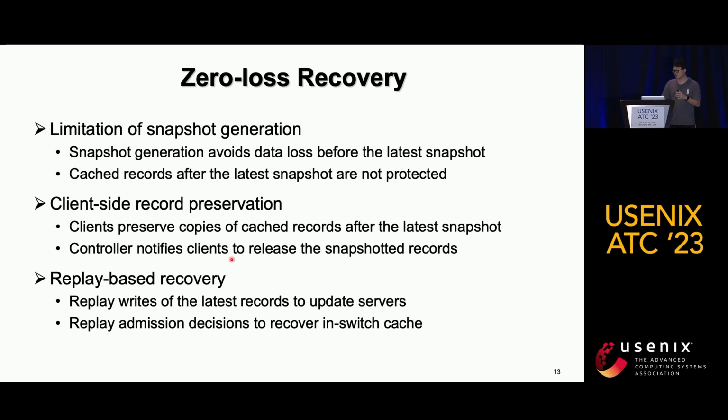And after switch failures, we can use a recovery-based approach for zero-loss recovery. Well, for the server-side key-value stores, we can replay the writes of the latest records based on the latest snapshot, and the clients' preserved records update the servers. Well, for the switch, we can replay the cache admission decisions of the cache records based on the latest snapshot to recover the in-switch cache. So that's how we fix the reliability challenge by crash-consistent snapshot generation with zero-loss recovery.